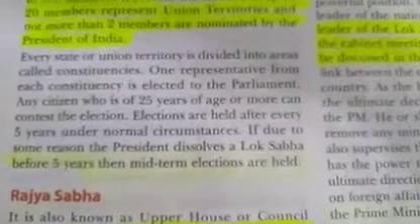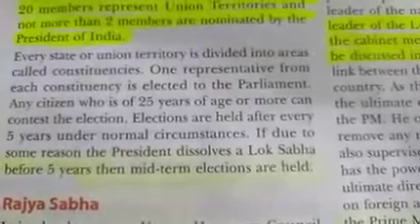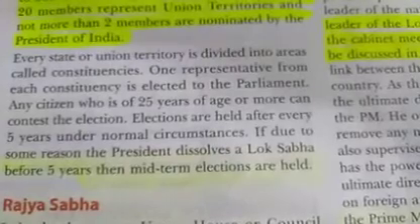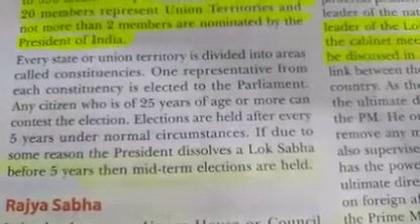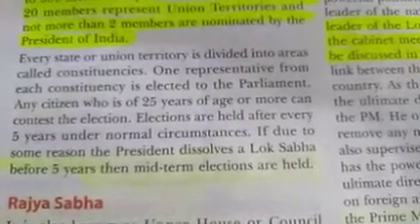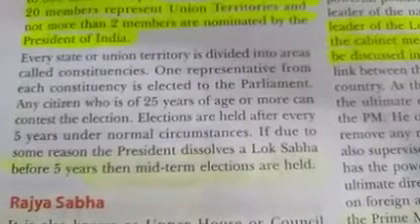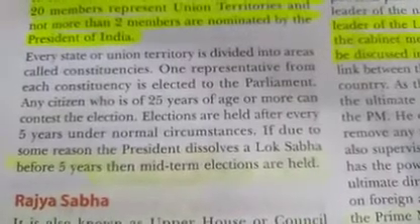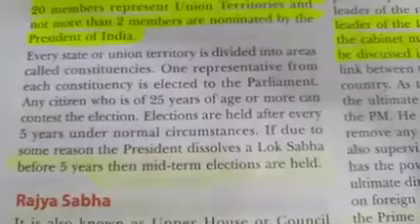Now, every state or union territory is divided into areas called constituencies. Now see, states are very big, so they are divided into smaller areas called constituencies. One representative from each constituency is elected to the parliament. Any citizen who is 25 years of age or more can contest the election. So, to participate in the elections of Lok Sabha, you have to be at least 25 years of age. Elections are held after every 5 years.